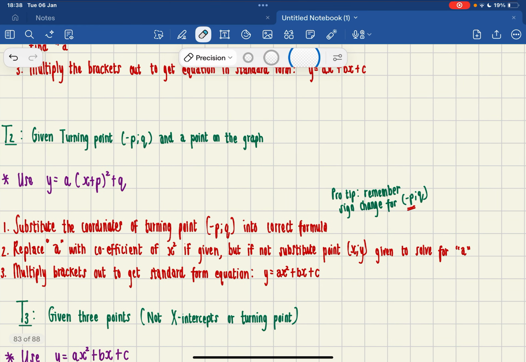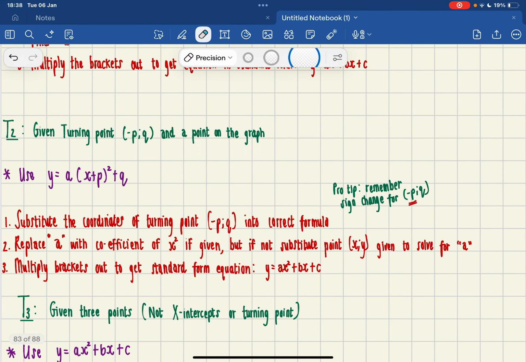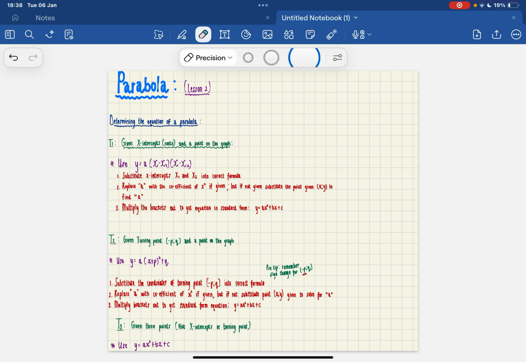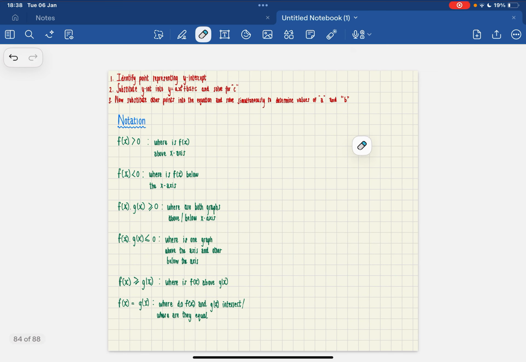The third type of question you might receive is one where they give you three points and none of these points are the turning point or the x-intercepts. You then have to use y = ax² + bx + c. And what's supposed to be ringing in your mind? Simultaneous equations, simultaneous equations, simultaneous equations.